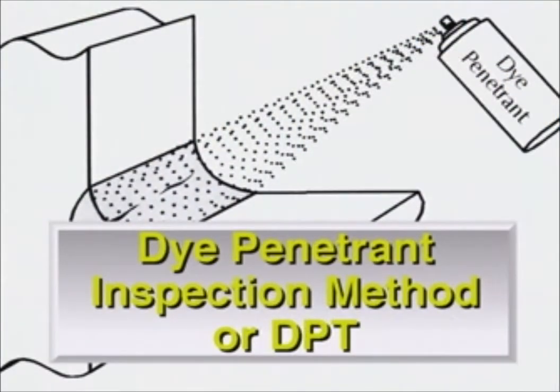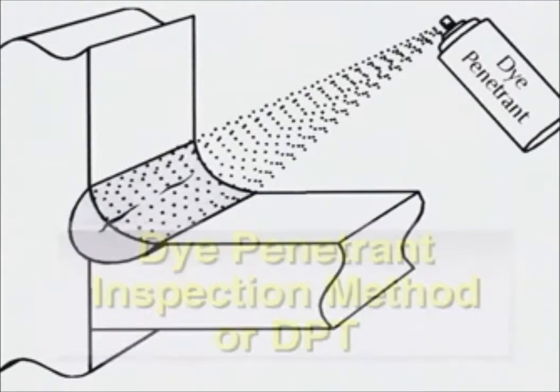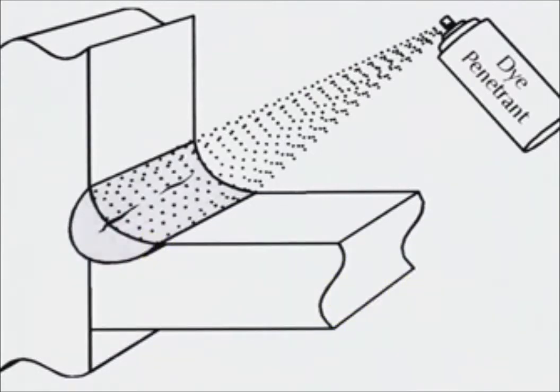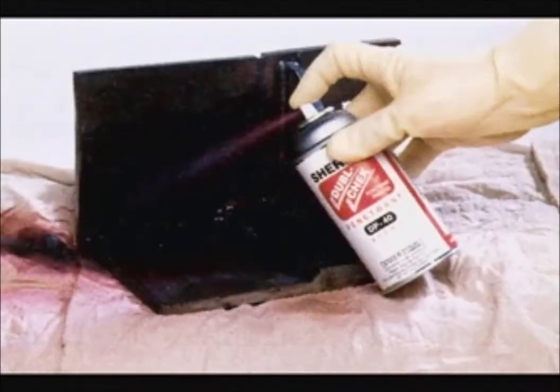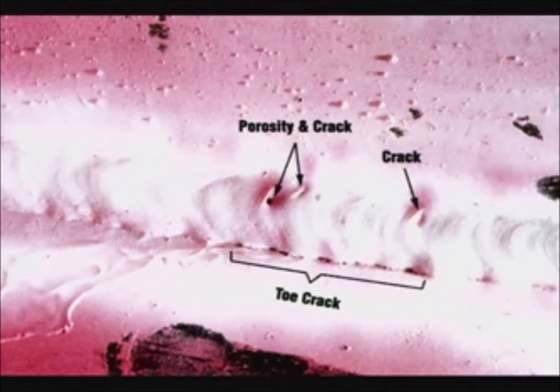Dye penetrant inspection is used to locate minute surface cracks and porosity. Two types of penetrants are now in use, the color contrast and fluorescent versions. Color contrast penetrants contain a colored dye, often red, that shows under ordinary white light. Fluorescent penetrants contain a fluorescent dye that shows up under black light.